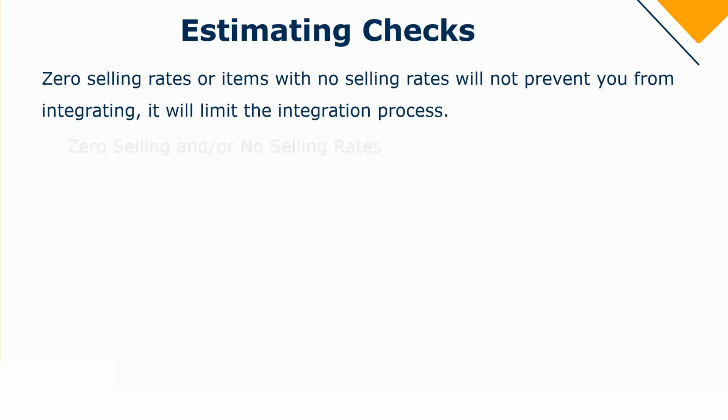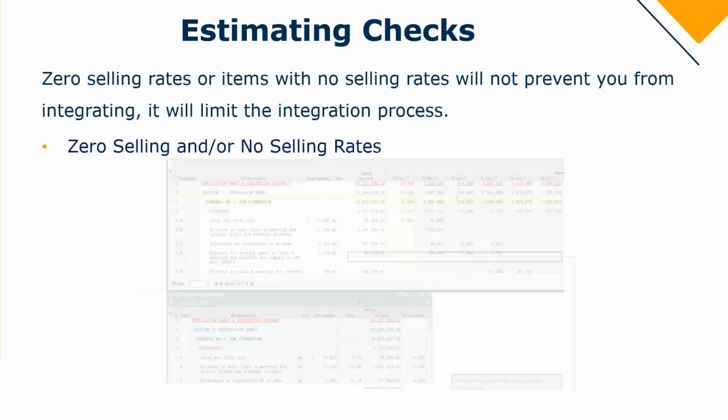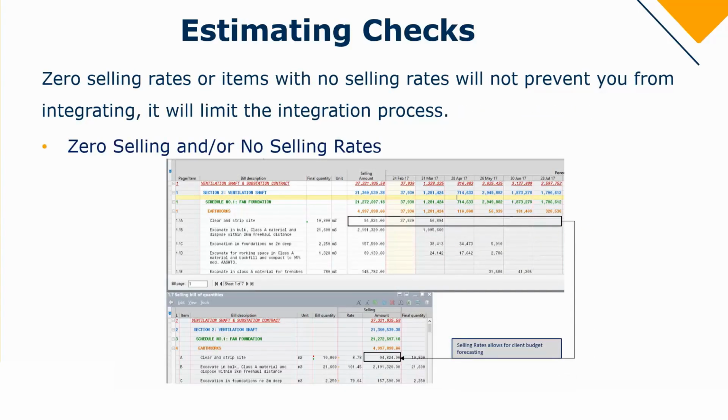Next, we have the zero selling rates again. I'm not saying that it will prevent you from integrating, it will just limit the integration process. By not having selling rates in place, you won't be able to produce a client budget forecast. That simply means forecasting your selling amounts over time.